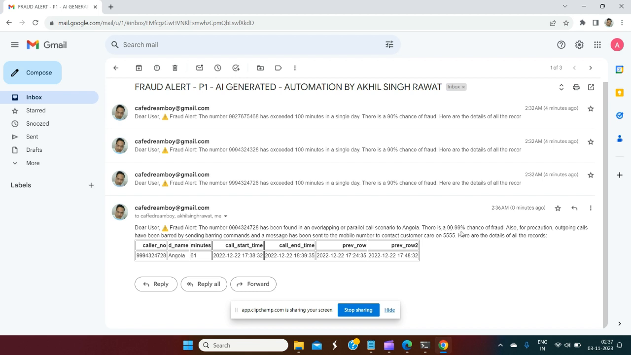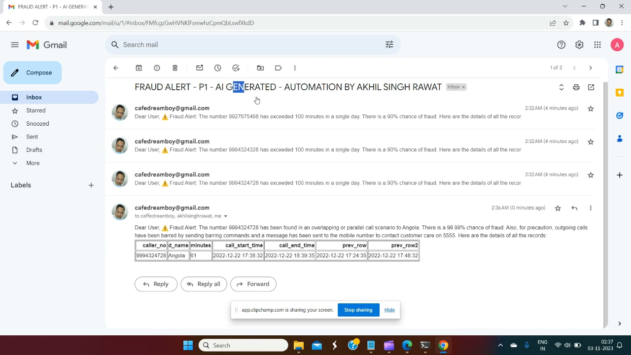There is a 99.99% chance of fraud. Also, as a precaution, outgoing calls have been barred by sending barring commands, and a message has been sent to the mobile number to contact customer care. Here are the details of the records. So what a beauty! You can see the system has analyzed and generated an AI based fraud alert on the same number. You can see here in the subject line, fraud alert P1 AI generated.